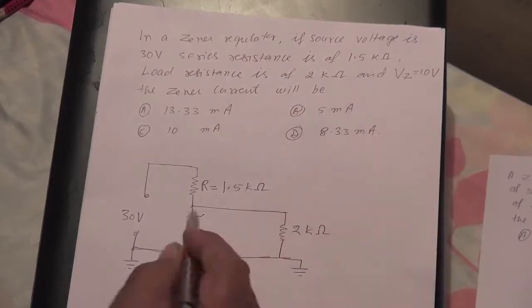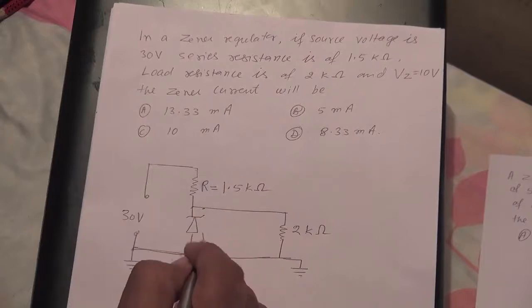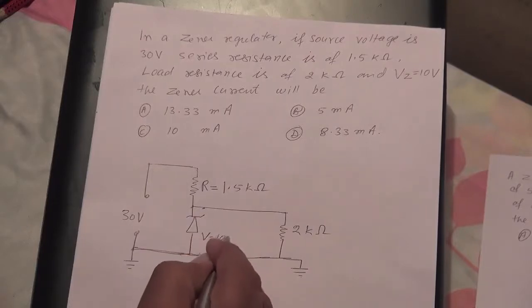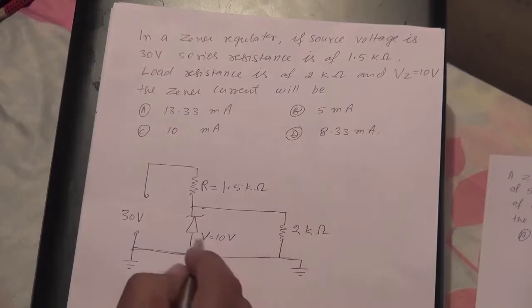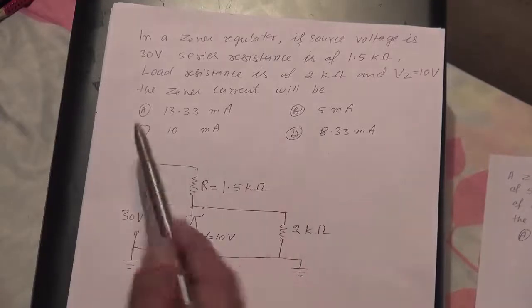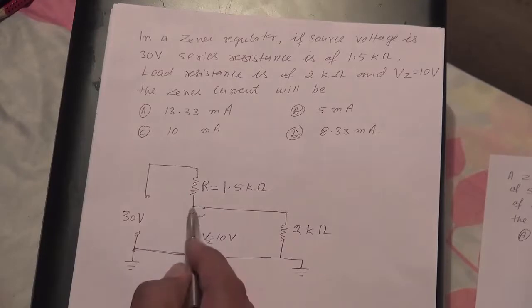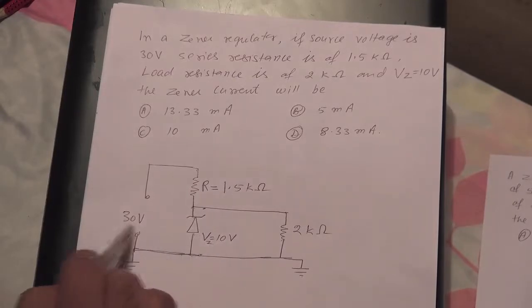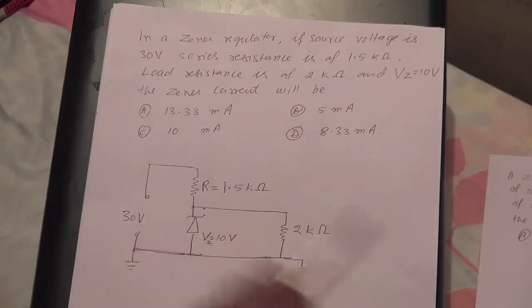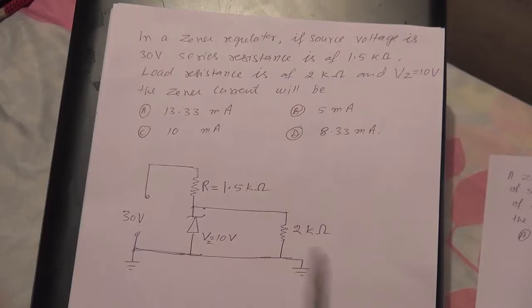Vz is 10 volt. The voltage across this is regulated fixed voltage, and that voltage is 10 volt. Voltage of Zener is 10 volt. Okay, these are the figures given. Then they want to know what is the Zener current. Zener current means current passing through it. Why should the current pass through it? Because this voltage is higher than 10 volt. Now we have to find current here. Let us see the circuit.